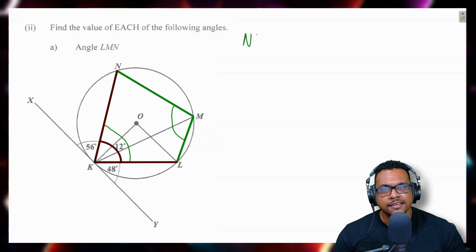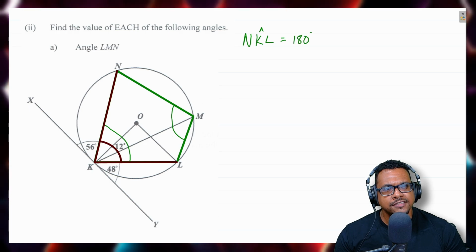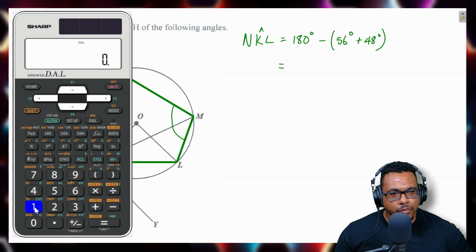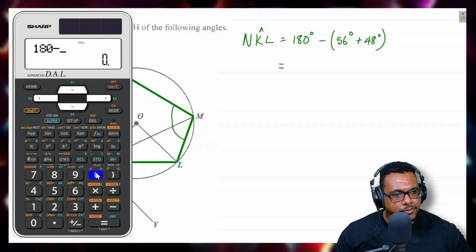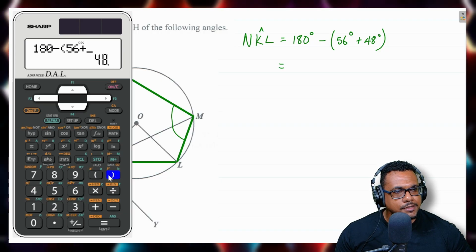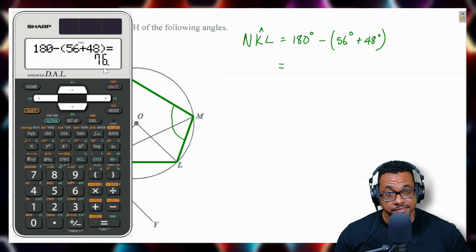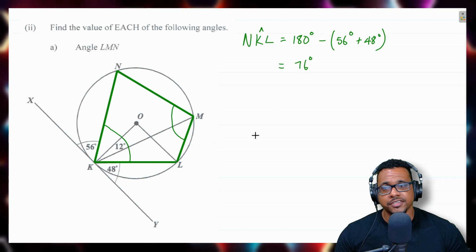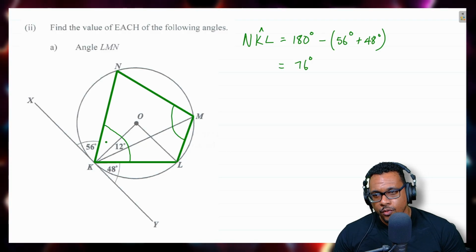So angle NKL is equal to 180 degrees, take away 56 degrees plus 48 degrees. And that's equal to 180, take away open brackets, 56 plus 48, close brackets, and we get 76. All right, so this is 76 degrees. Therefore, this whole angle is 76 degrees.